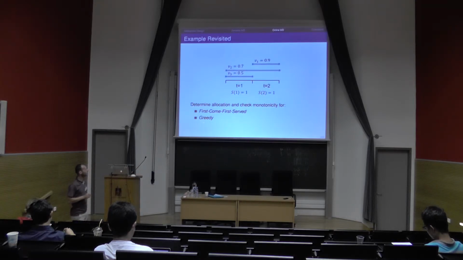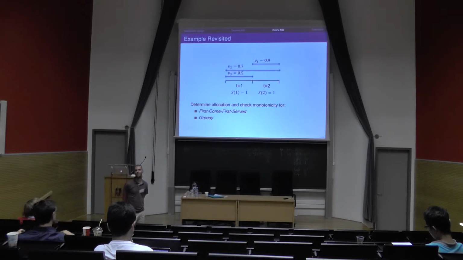So with greedy, that's a different story, in the sense that we are looking at the values. Okay, so who would get what when we do greedy allocation? Agent 2 and agent 1. Okay. So greedy, what it does is as follows.